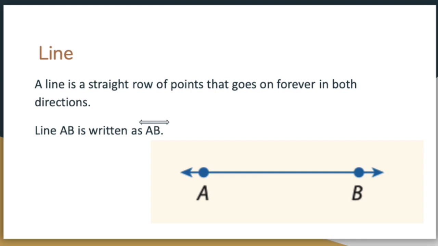A line, however, is a straight row of points that does go on forever. So if you notice in this one, you still see a dot above A and a dot above B, but there are little arrows on the end of that line. That means that it just keeps going and going in either direction. So it goes on forever and ever. We can't obviously draw forever and ever, so we put little arrows.